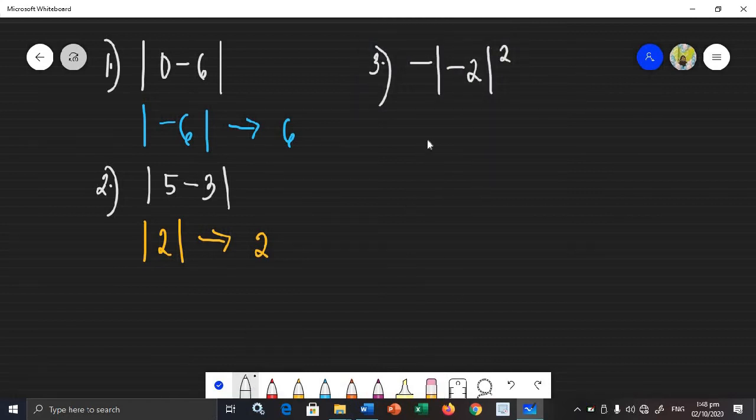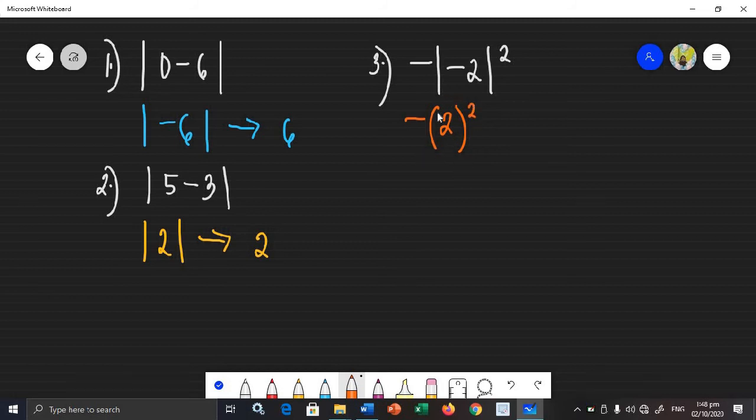Ano ba ang absolute value ni negative 2? Of course, 2. So, negative, of course, lalagyan natin ng parentheses, ano? Kasi na-solve na natin to. Of course, 2 yung absolute value ni negative 2, di ba? Tsaka natin i-square. Okay?